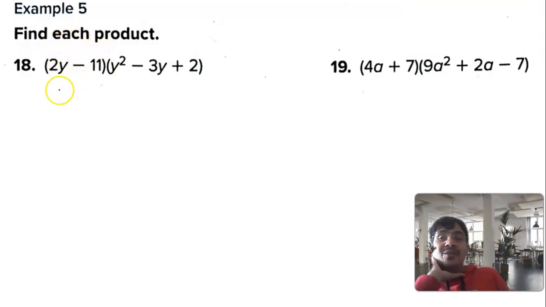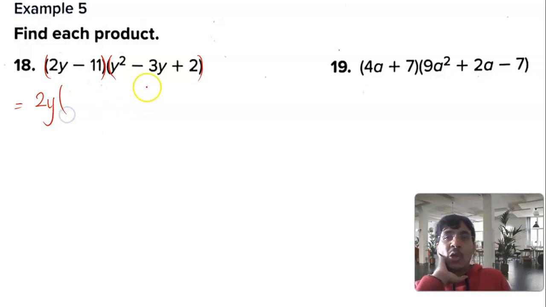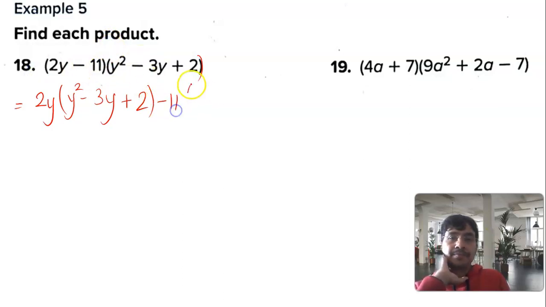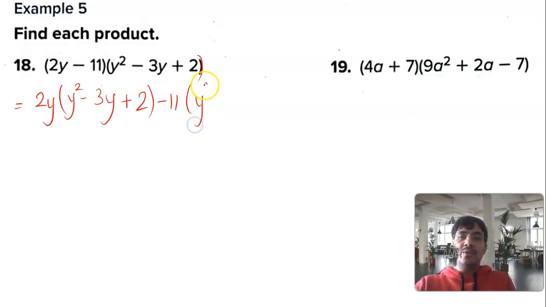Find each product. Now you see the first bracket has two terms, and the second bracket has again two terms. So when you multiply them, you take the first term of the first bracket, and it will be multiplied entirely with the second bracket. Then you take the second term of the first bracket, that is minus 11, and multiply it with y squared minus 3y plus 2.